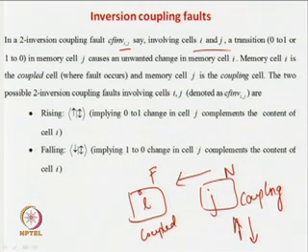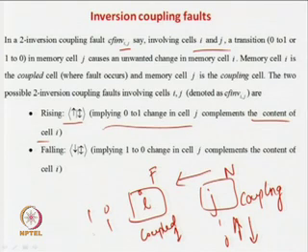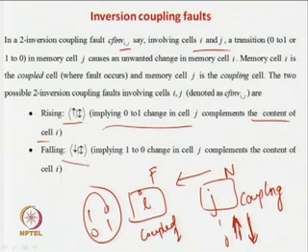So what are the types of inversion coupling faults? One is rising and flip. That means a change from 0 to 1 in cell J complements the content of cell I. So this gets complemented. If it was 0 now it will be 1, and if it is 1 it will be 0. So any 0 to 1 rising here will complement the content here. Similarly, it can also be falling, 1 to 0 here will again cause this undesired change. So this is called the falling and this is called the rising inversion coupling fault.